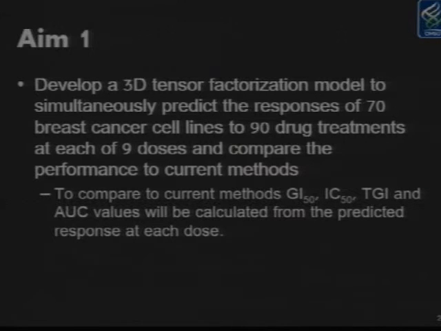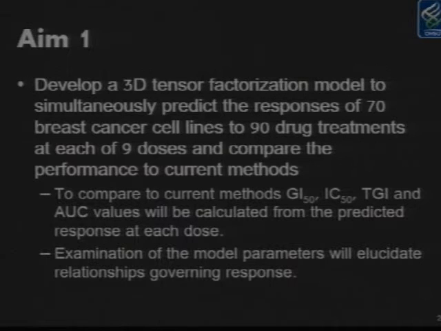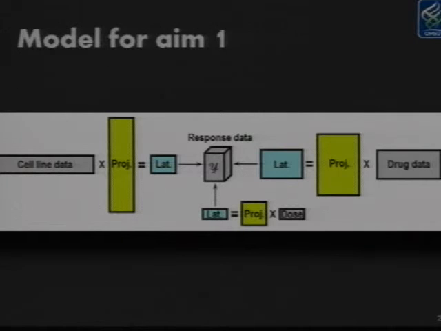So we'll compare it to current methods that I mentioned previously on these measures after predicting the whole curve. And we'll look inside the model to try to figure out if it does a good job of predicting response. How does it do that? What genetic information is it using to predict response? What structural information on drugs is it using to predict that response?